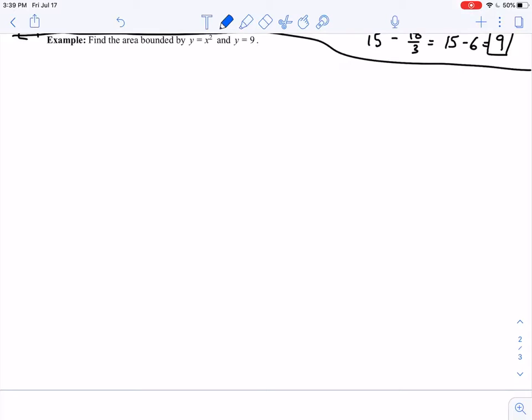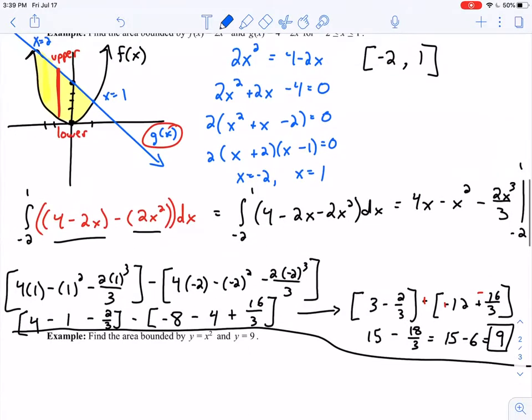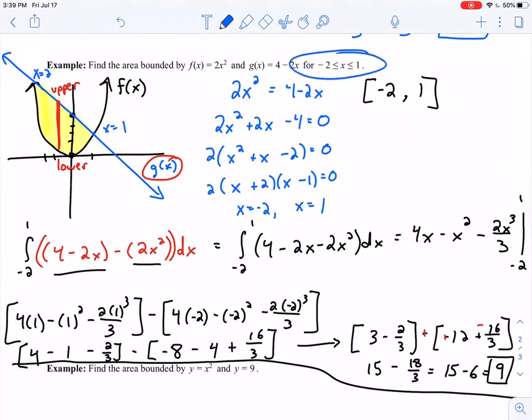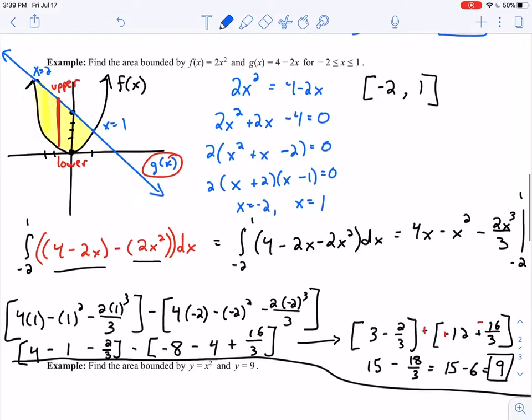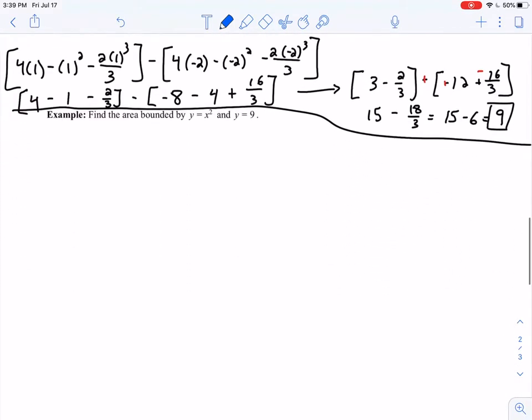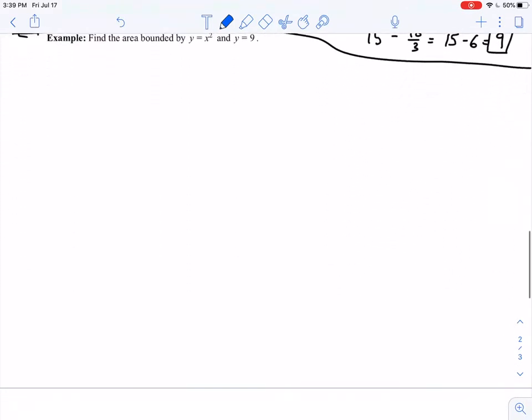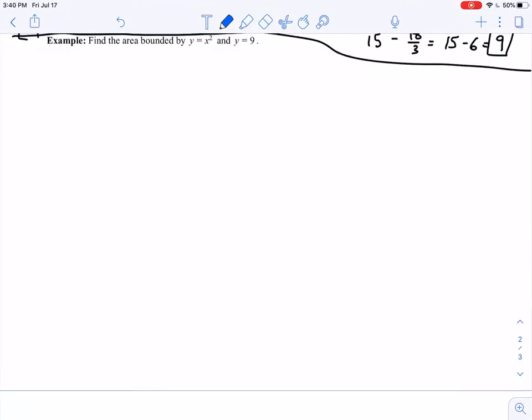Hopefully you look at this problem and it's a little bit different from the last one that we did. It's different because we don't have an interval to work with. They're not giving us an interval, so that means that we're going to have a little bit more work to do. So I'm going to graph these two functions first just to get an idea of what they look like.